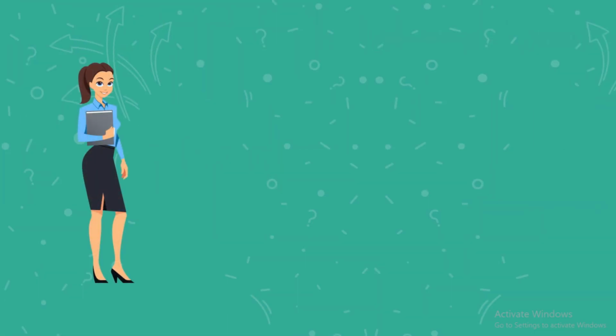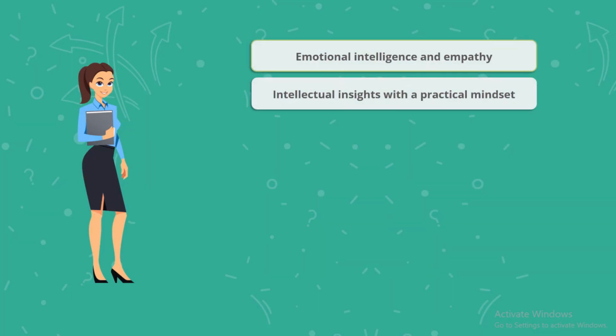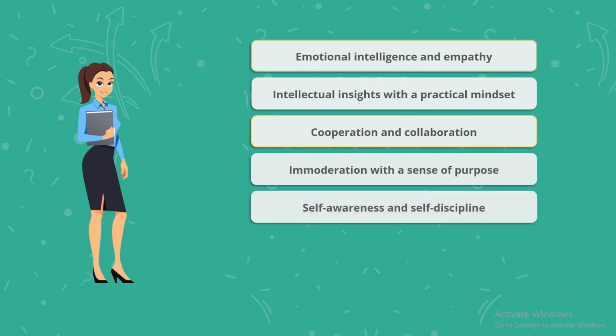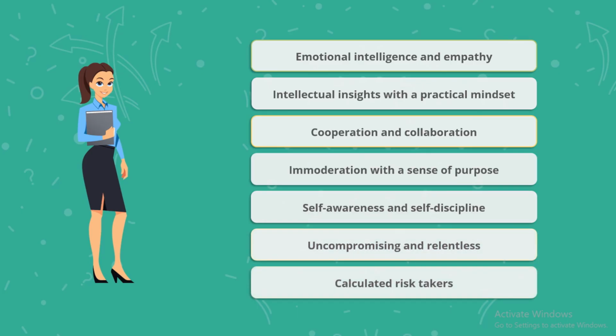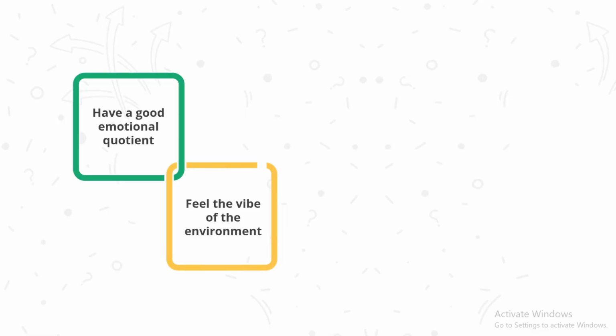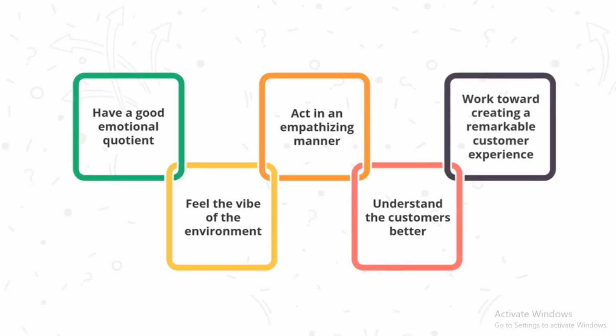Anna learns these traits of a disruptive leader: emotional intelligence and empathy, intellectual insights with a practical mindset, cooperation and collaboration, immoderation with a sense of purpose, self-awareness and self-discipline, uncompromising and relentless, and calculated risk takers. Disruptive leaders have a phenomenal emotional quotient. They feel the vibe of the environment and act in an empathizing manner. They understand the customers better and work toward creating a remarkable customer experience.